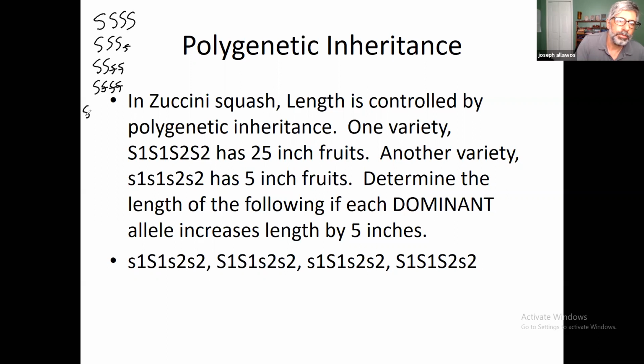I'm almost out of room here. So what's the tallest it can be? Or what's the longest? 25. What's the shortest? 5. For each dominant allele, you just add 5. So you start at 5, and one dominant allele is 10, two dominant alleles is 15, three dominant alleles is 20, and then we're at 25.